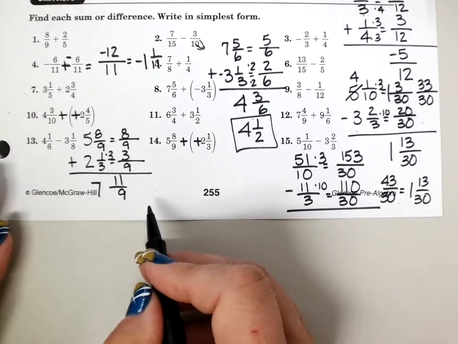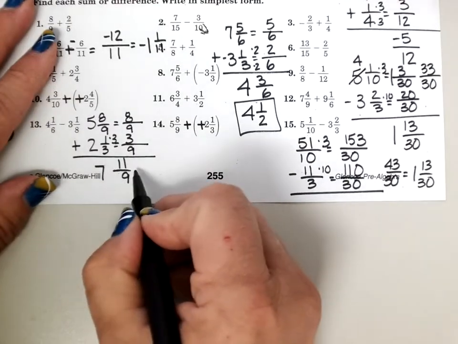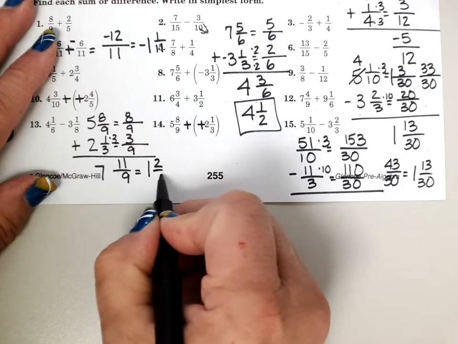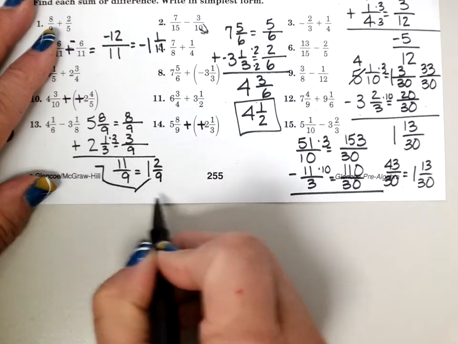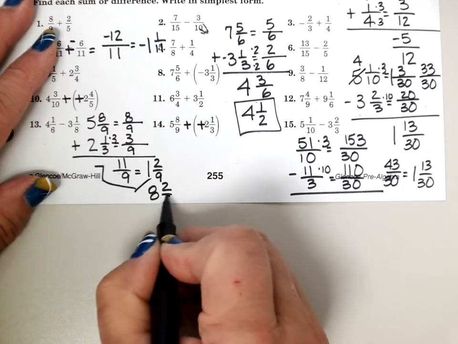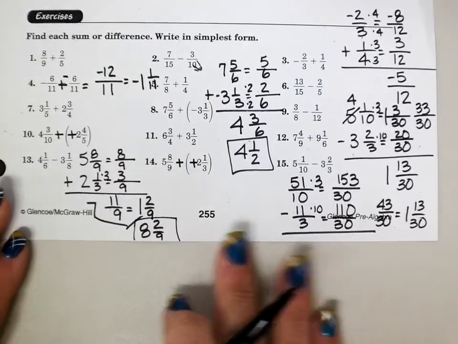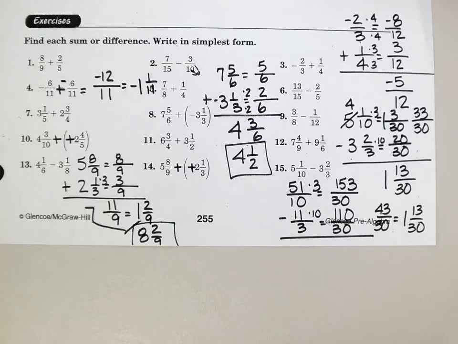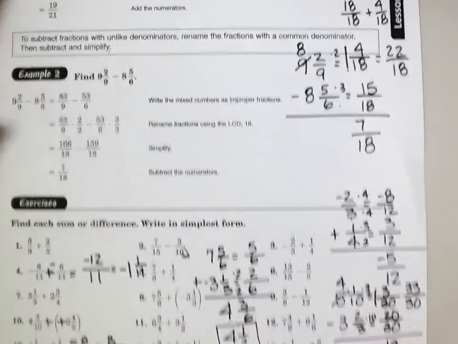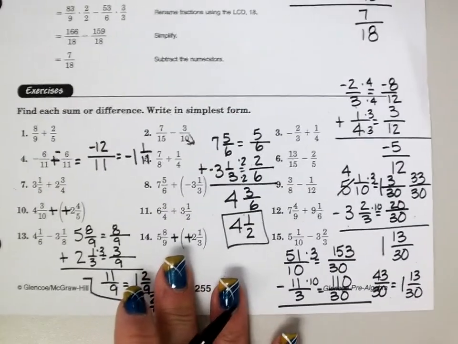Now you can't leave it improper like that. The 11 ninths would be 1 and 2 ninths. So you have to put the 7 and the 1 together, and then the 2 ninths would be your fraction part. Okay? So there's another example up here if you need it, but I think that's a good amount.